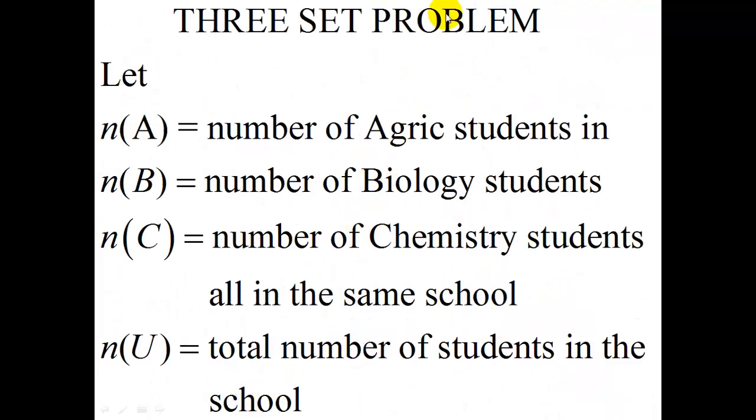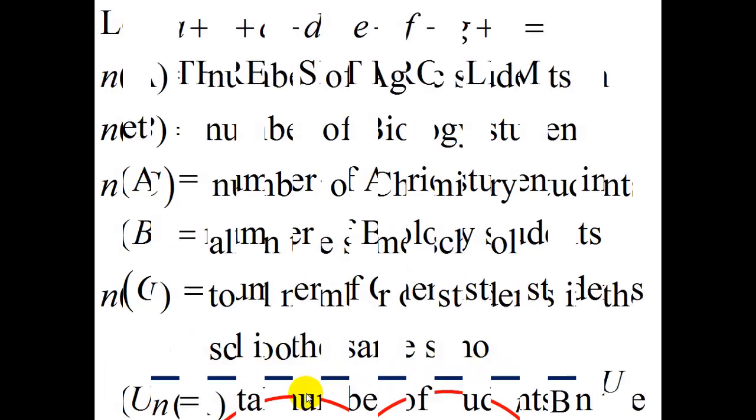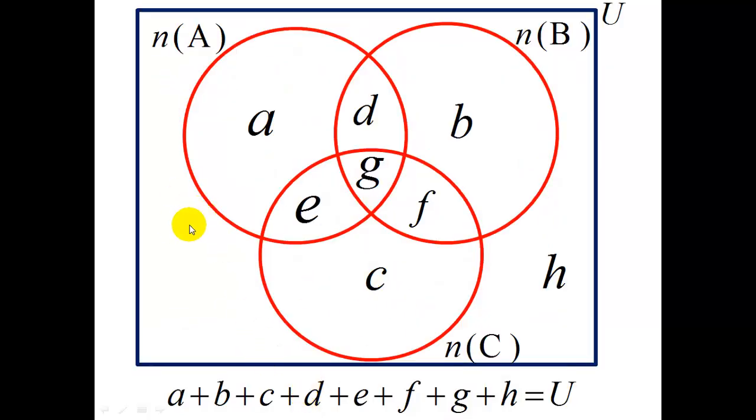Now let's consider the three-set problem. Let number of A be the number of Agric students, number of B be the number of biology students, number of C be the number of chemistry students, all in the same school, and number of U equals total number of students in the school. Now when we consider the three-set problem, this is how the Venn diagram looks like.